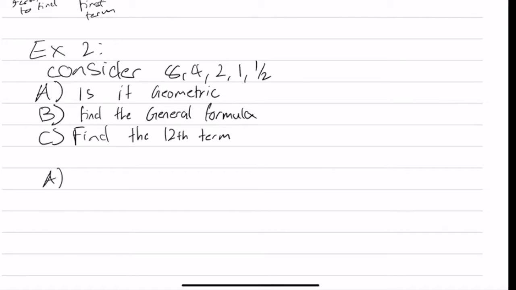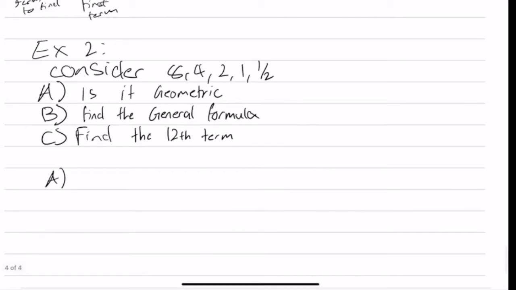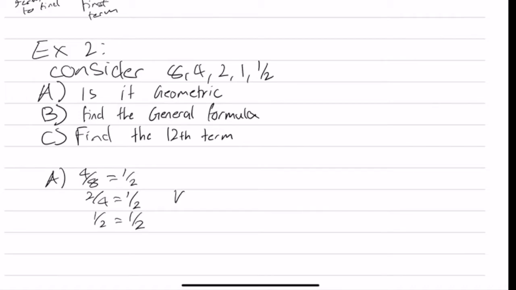Okay. But we'll prove this is a geometric sequence now because we'll do u2 over u1, so 4 over 8, that's a half. 2 over 4, that's a half. 1 over 2, that's a half. So we know the ratio is half for all of them. Therefore, it's a geometric sequence.